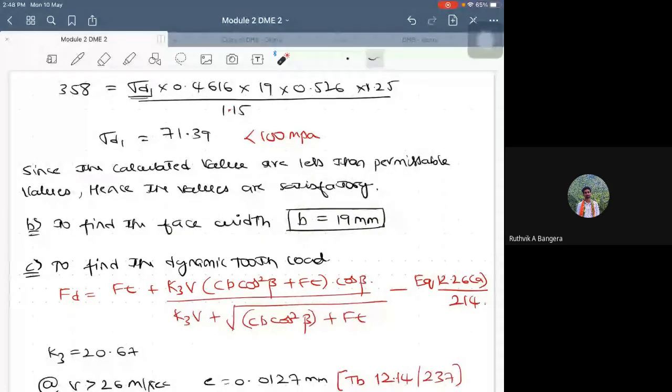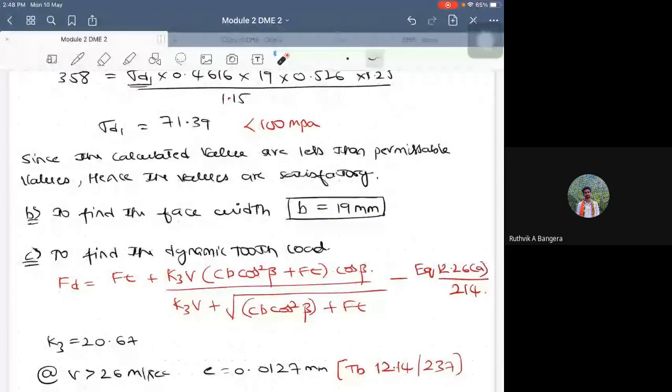For dynamic load, you have a separate equation for a helical gear, which is given by equation number 12.26 at page number 214. Write that big equation into your book. Everything remains the same. Substitute, calculate, and give me the value of dynamic load. All the things remain the same.